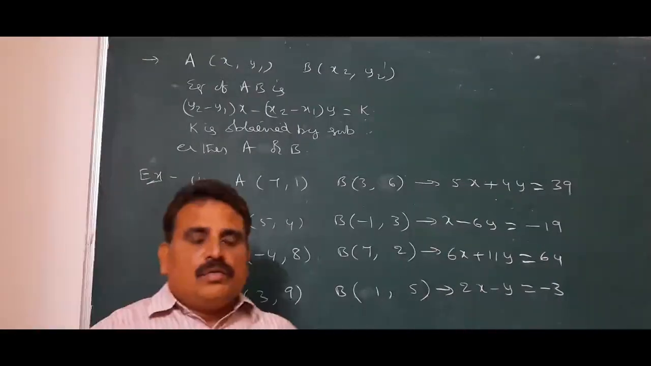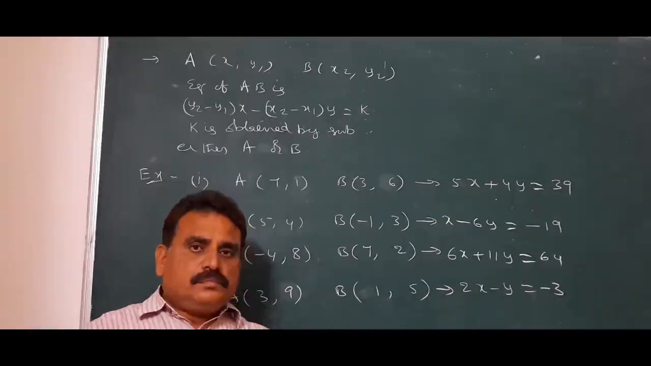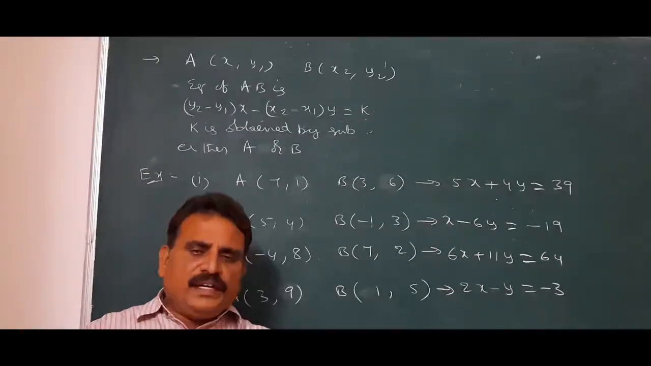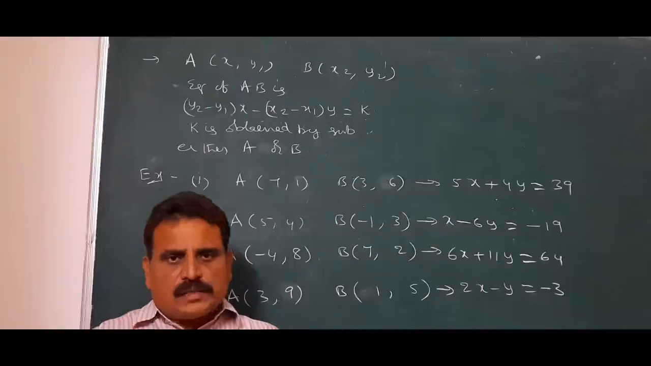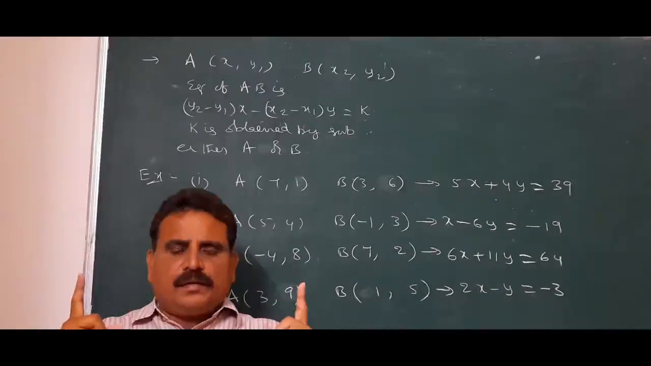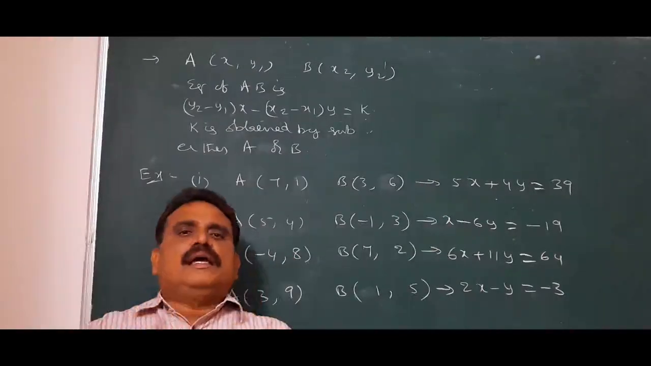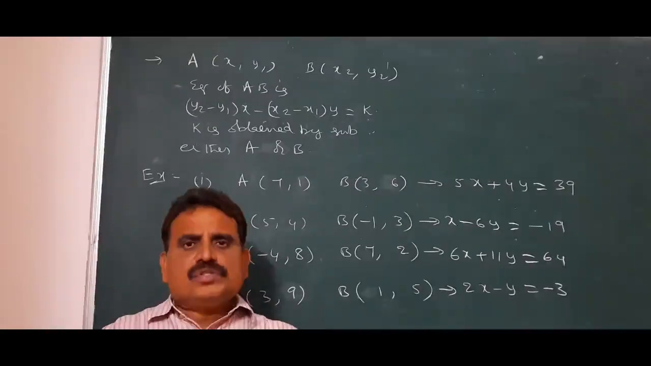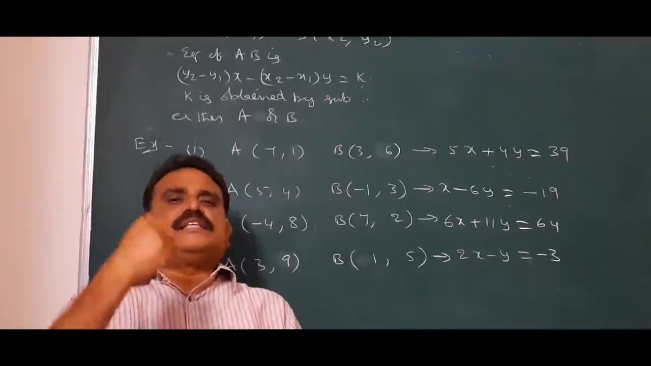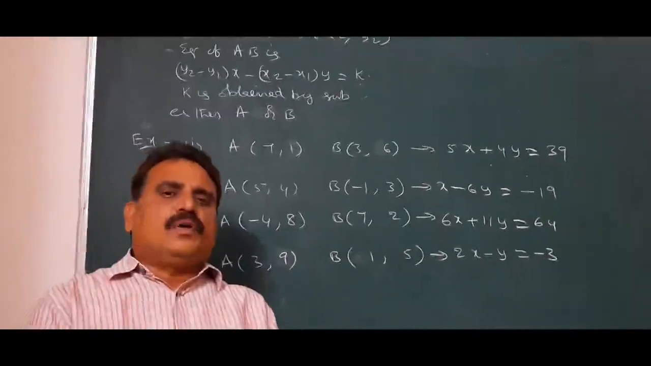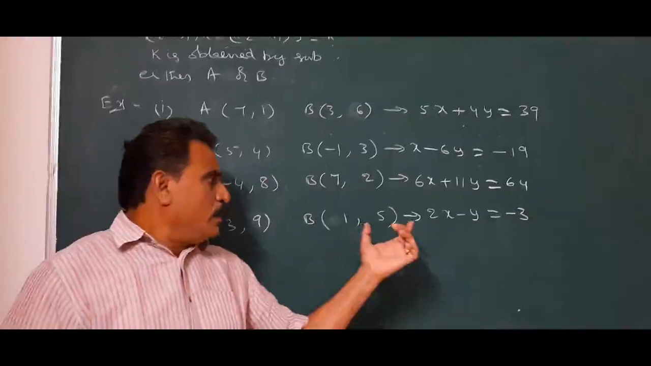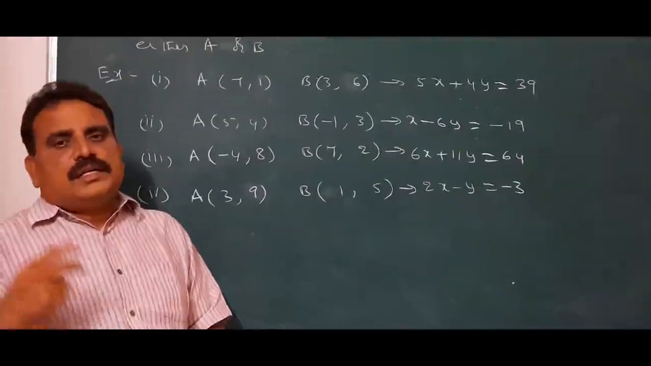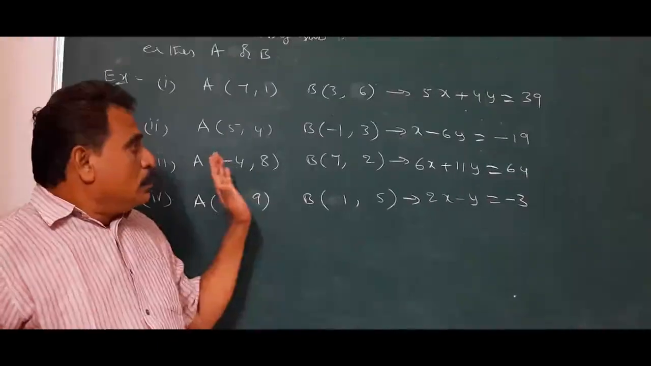Next, now we are finding the perpendicular bisector. If A and B are given, how to find the perpendicular bisector, as well as how to find the equation of the line perpendicular to the line joining the points. We can easily find that. That is useful to find the orthocenter as well as circumcenter in the problems. If you practice this, you can easily find the orthocenter, circumcenter like that.